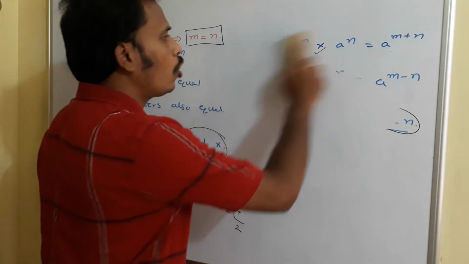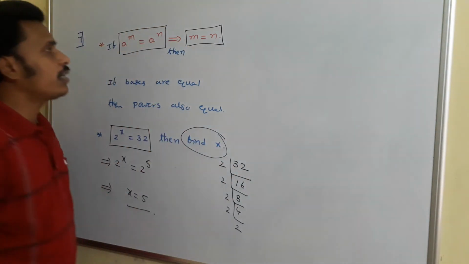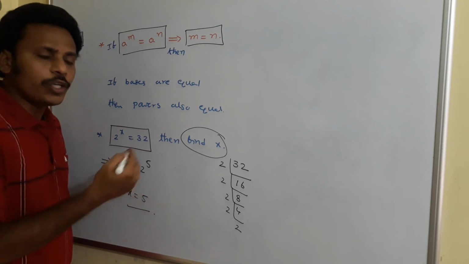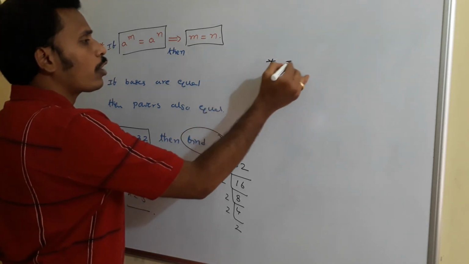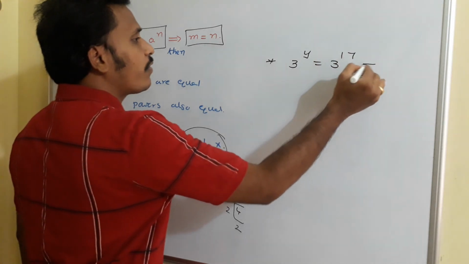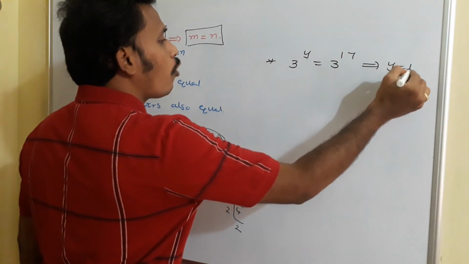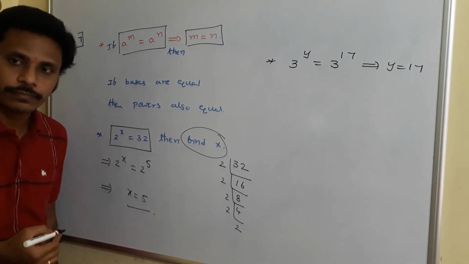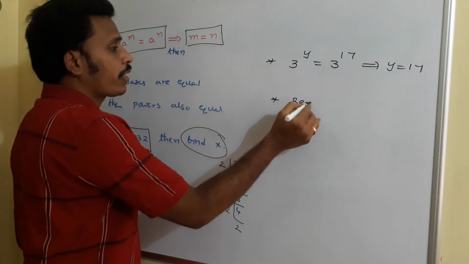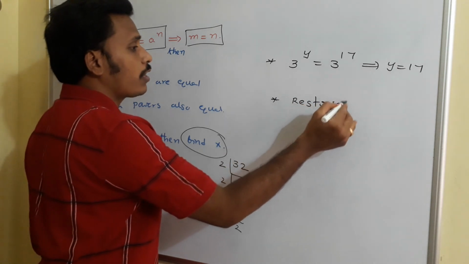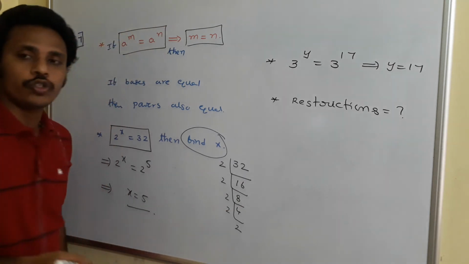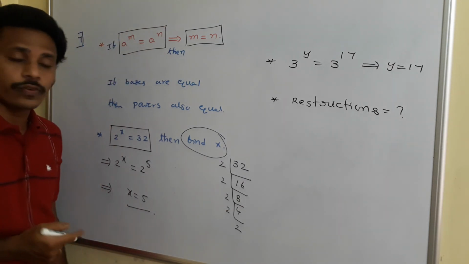So a power m is equal to a power n, then m is equal to n will happen. You need to use this in many situations. For suppose, if I have 3 power y is equal to 3 power 17, then what do you say about the value of y? It is directly 17. There are certain restrictions for this law, where to use it and where there is no chance to use it.